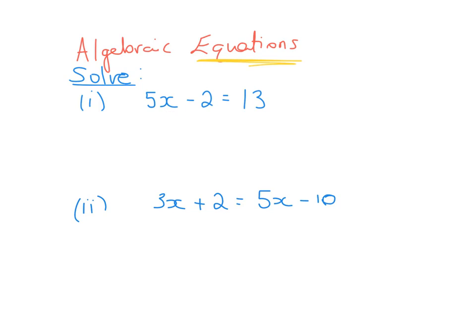Back in junior cycle, the way I would always explain this is that we're trying to get x by itself, we're trying to solve for x, so therefore we need to get rid of or move the stuff that surrounds the x on the left hand side.